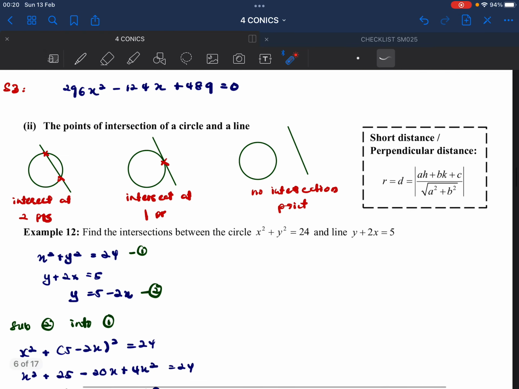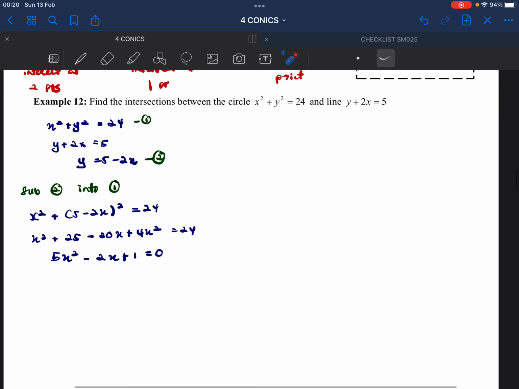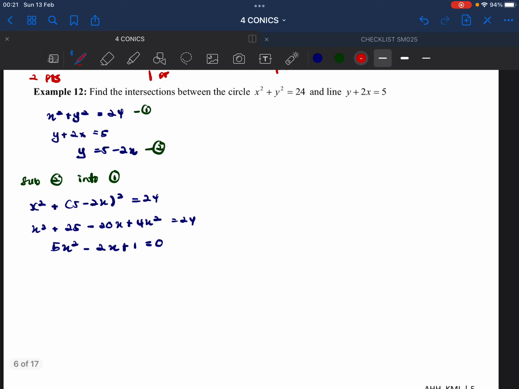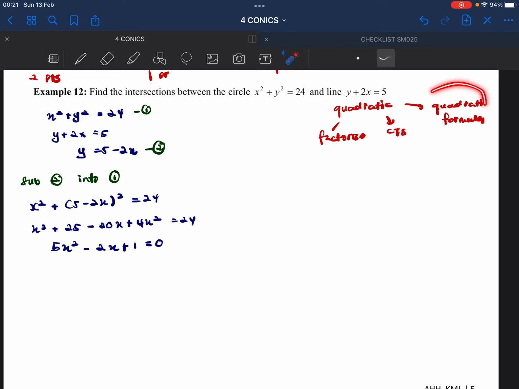So what we are going to do next is, since the question said find the intersection point, we are going to find the x first. But if you put this into your calculator, you get decimal points. That means the quadratic equation cannot be factorized. So remember the three ways to solve a quadratic equation. We have factorize, then we have completing the square, and the last one we have the quadratic formula. Since you cannot factorize this quadratic equation, let's use the quadratic formula.